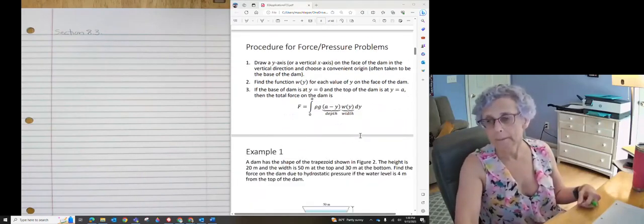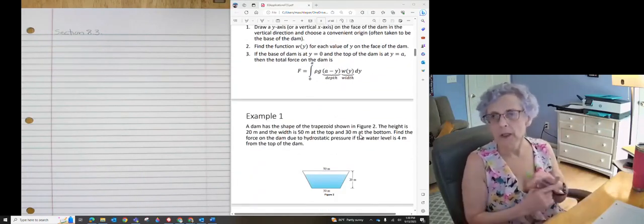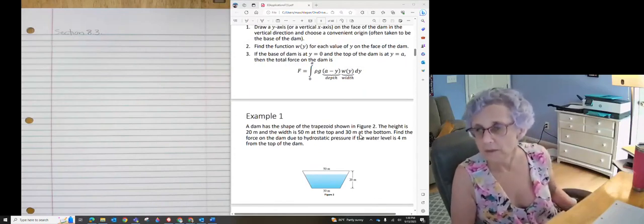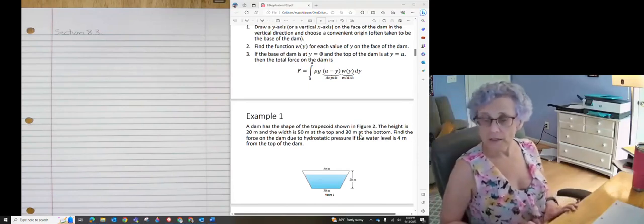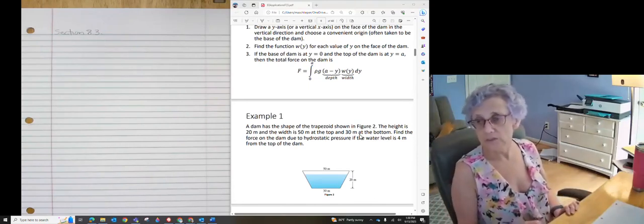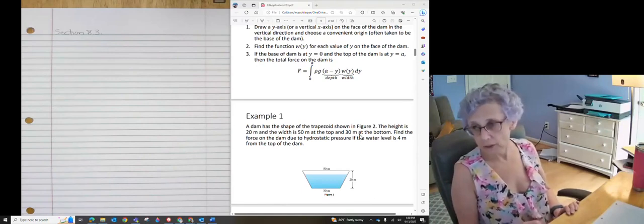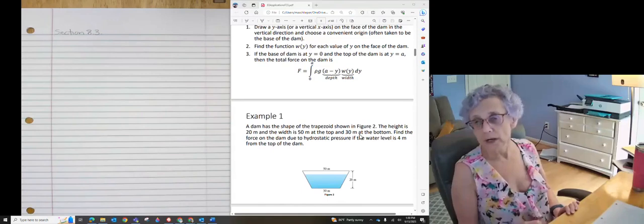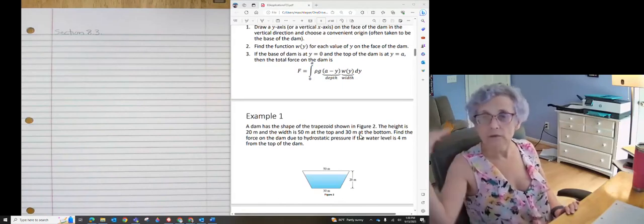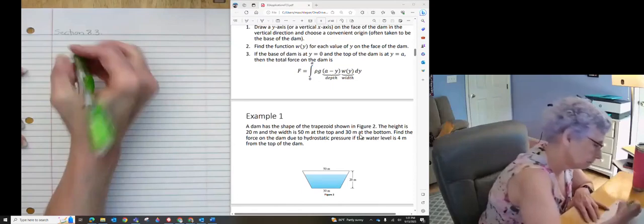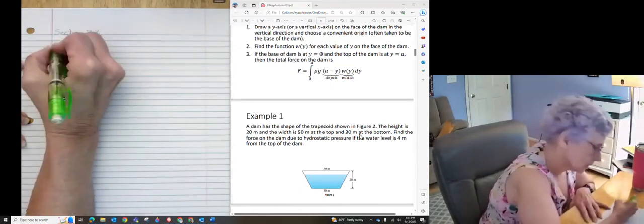So let's do an example. A dam has the shape of a trapezoid, shown in figure 2. The height is 20 meters, the width is 50 meters at the top and 30 meters at the bottom. We want to find the force on the dam due to hydrostatic pressure if the water level is 4 meters from the top of the dam. So I'm going to draw a picture.